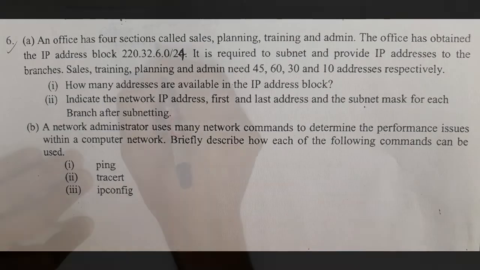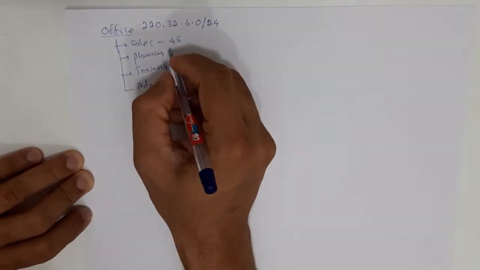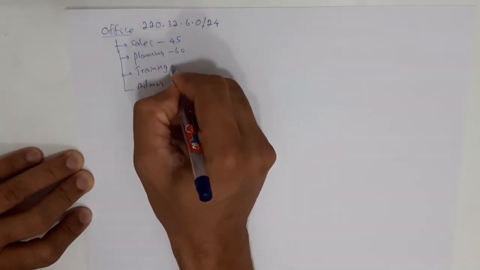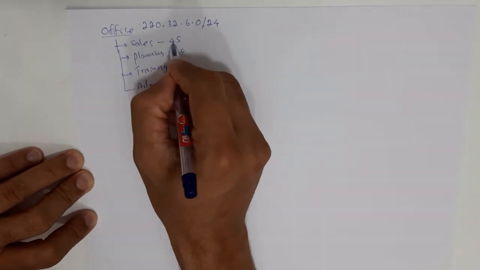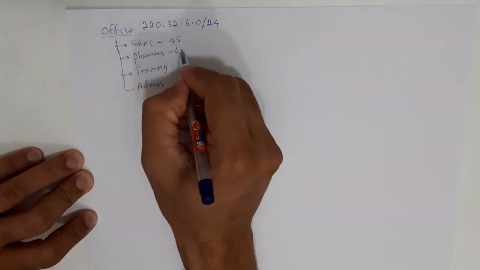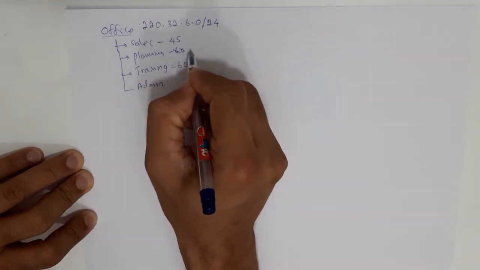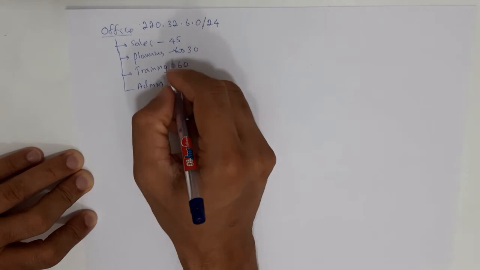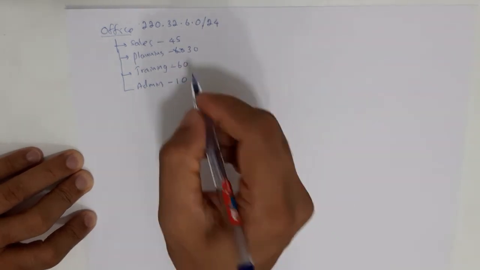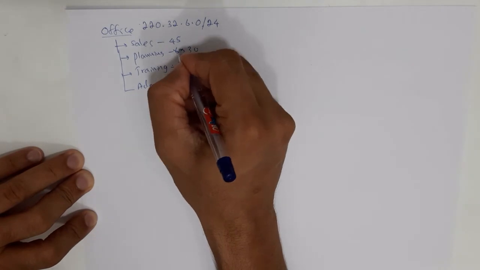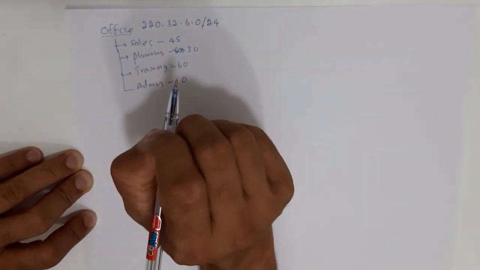Further, this says that sales, training, planning and admin need 45, 60, 30 and 10 addresses respectively. So the sales section needs 45, training needs 60, planning needs 30, and admin requires 10 addresses respectively. Addresses means they need this many computers or addresses.